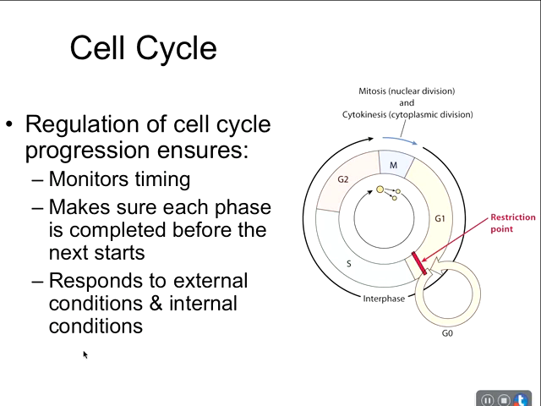It's important to make sure that one phase is totally finished before the next one starts. Another reason to regulate the cell cycle so closely is that this cell cycle responds to both external and internal signals. It will respond to signals from the outside environment as well as signals that are internal.